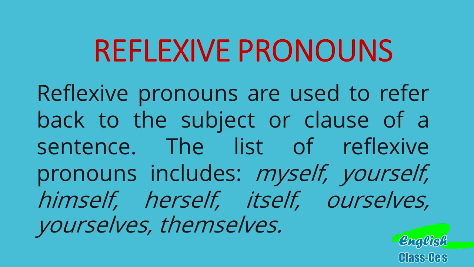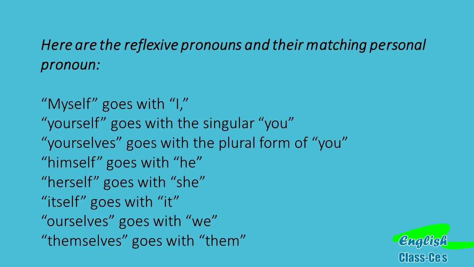Reflexive pronouns are used to refer back to the subject or clause of a sentence. The list of reflexive pronouns includes myself, yourself, himself, herself, itself, ourselves, yourselves, and themselves. Here are the reflexive pronouns and their matching personal pronoun. Myself goes with I. Yourself goes with singular you. Yourselves goes with the plural form of you. Himself goes with he. Herself goes with she. Itself goes with it. Ourselves goes with we. And themselves goes with them.